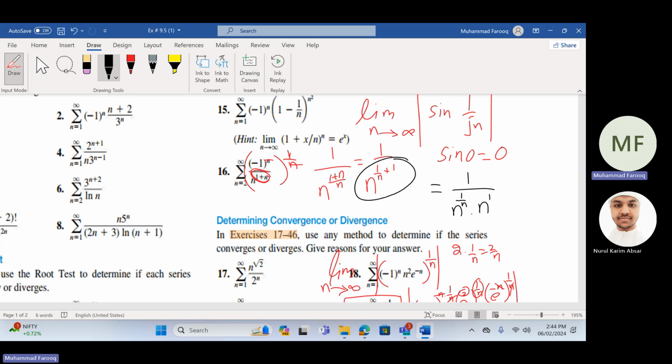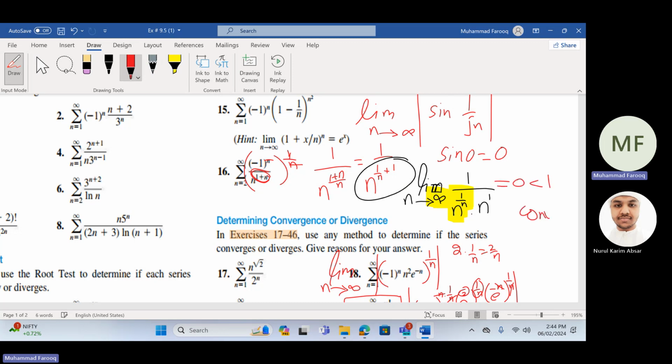Now, because our limit is at infinity, the limit of n to the power 1 over n equals 1. You know this very well; this part at infinity is 1. I shared the property already. With n replaced by infinity, 1 over infinity is 0. So finally, the answer is 0, which is less than 1.